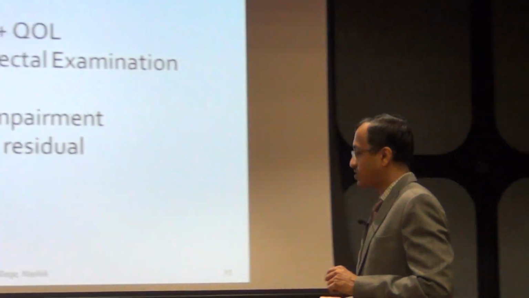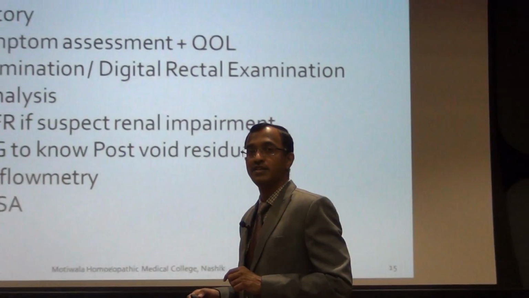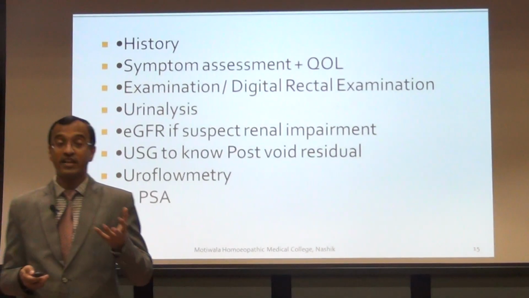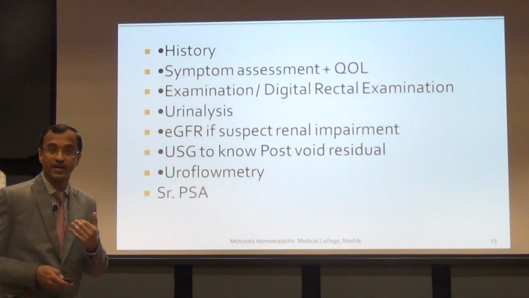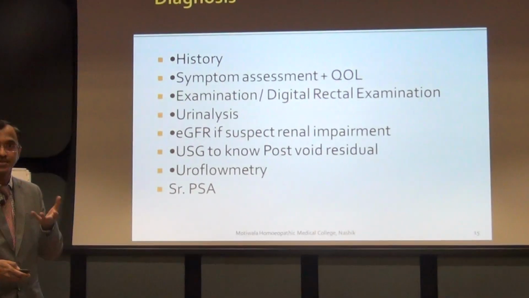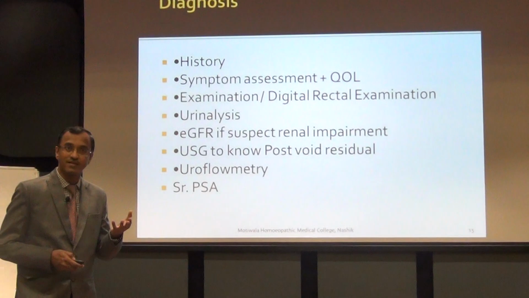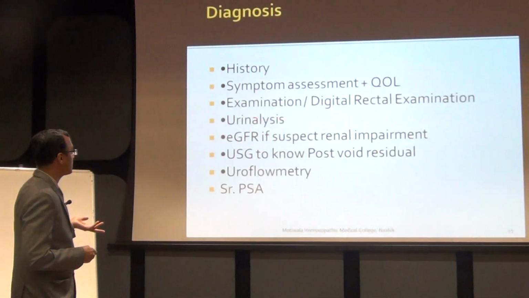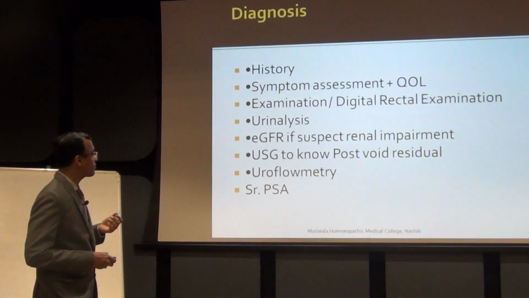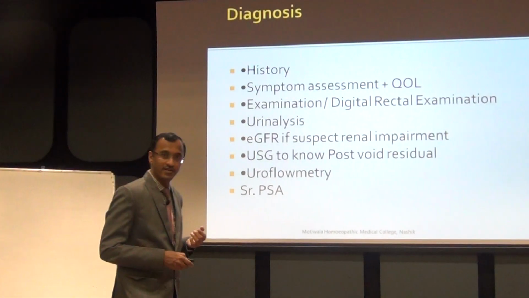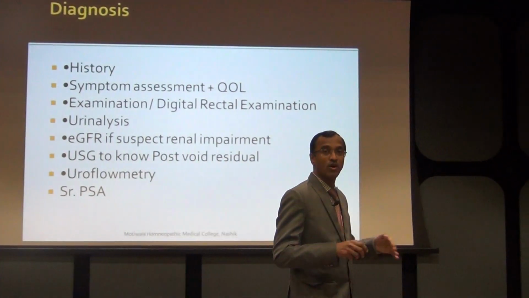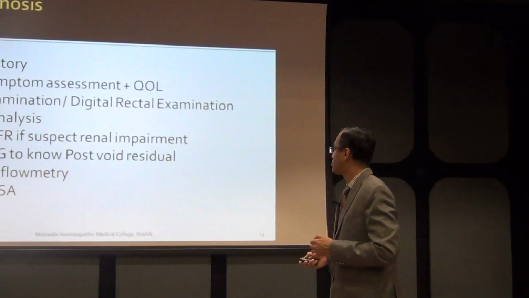The next thing which should help you is urine analysis, where we check whether infection is there or not, or other findings like RBCs, the presence of blood cells in the urine, which has to be understood in a different way. The estimated glomerular filtration rate, that is eGFR, is checked when we suspect renal impairment.